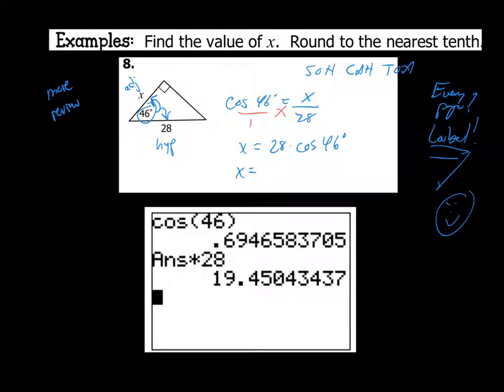Again, as you'll notice, the first thing I do is move the screen. Let's try that again. The first thing I do is I calculate what the cosine of 46 is, right? It's 0.6946, and so on. And then I just hit times. And what that does is it brings up ANS, the last calculated answer, times 28. Gives me 19.45. Because this is a 5, that's going to round to 19.5 to the nearest tenth. So x is equal to 19.5.